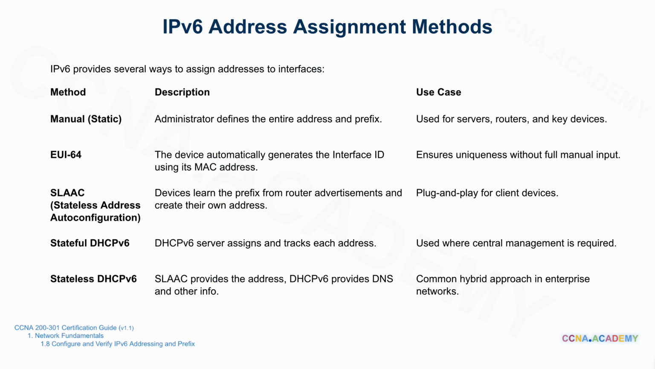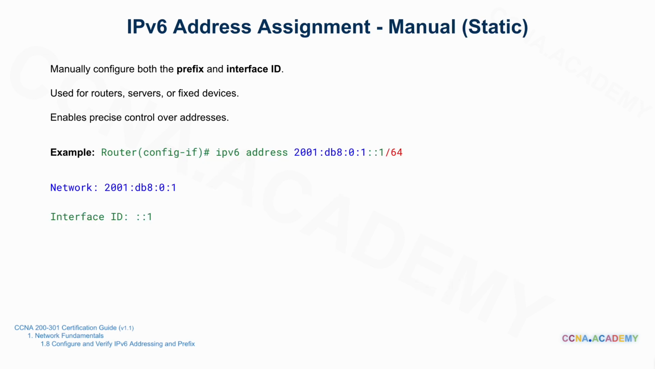IPv6 addresses can be assigned in three main ways: manually, using DHCPv6, or using SLAAC. Let's go through each one. In manual configuration, both the prefix and interface ID are set by the admin, just like static IPv4 addressing. It's common for routers and servers where the IP shouldn't change. Always include a prefix, like /64, at the end of the address.